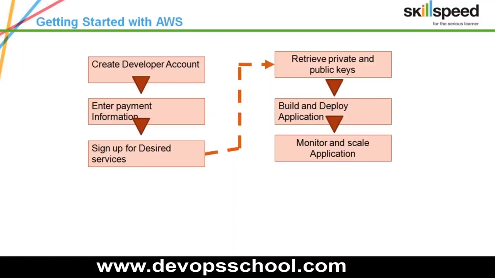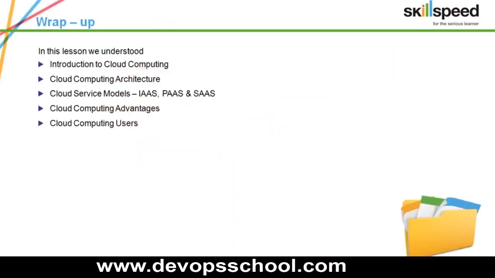And after that, you'll have to get keys, private keys and public keys, which you can generate automatically. And after that, you can start building your infrastructure, deploying the application in the infrastructure, start monitoring it, and scale up and scale down based on your requirements. So that is how you can get started with this.